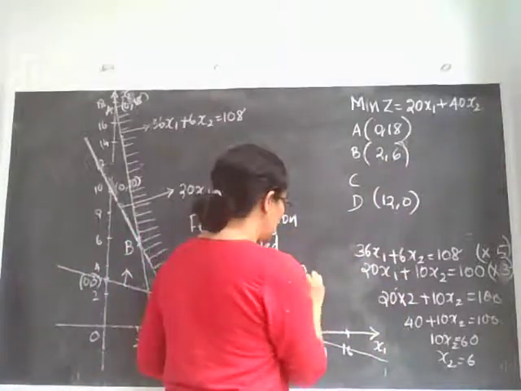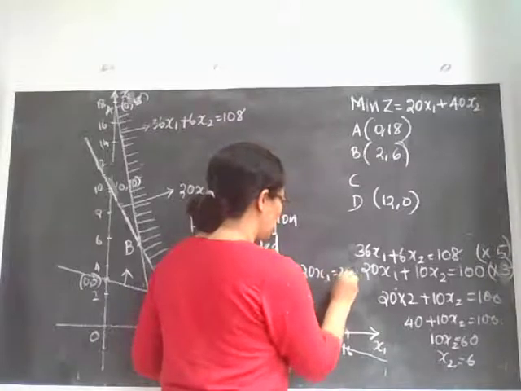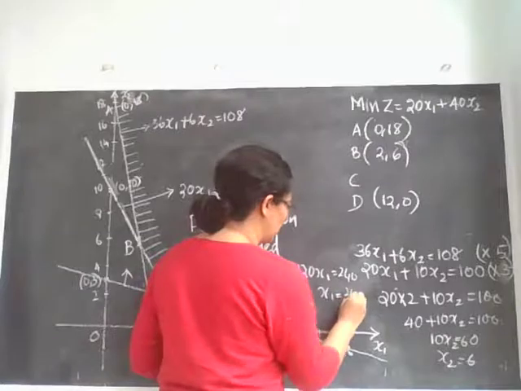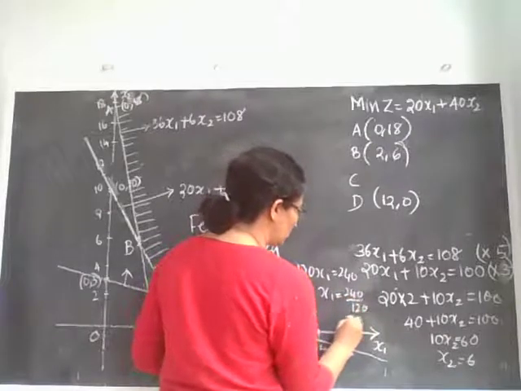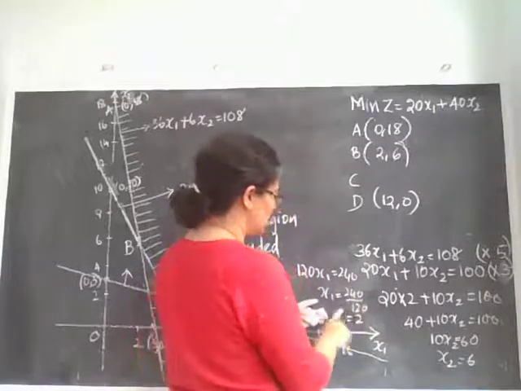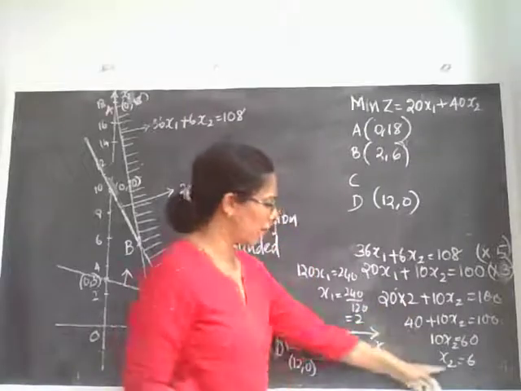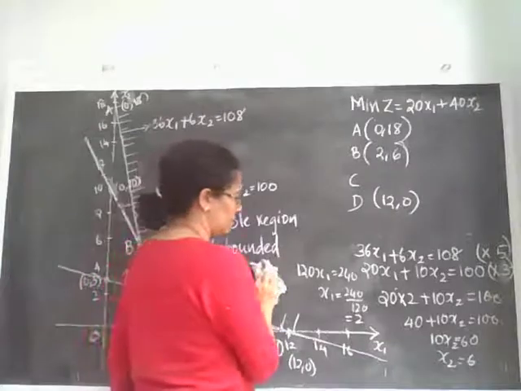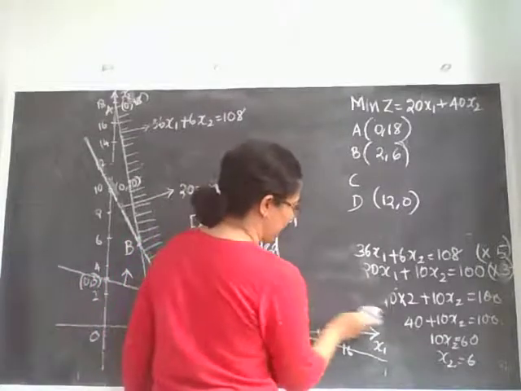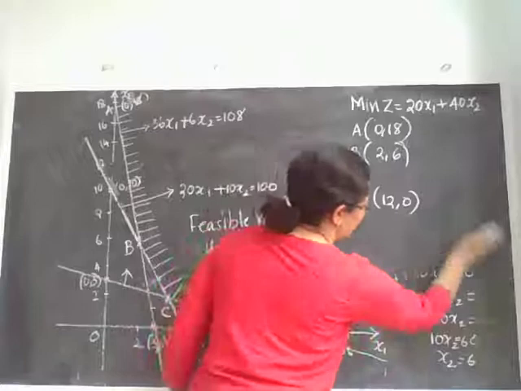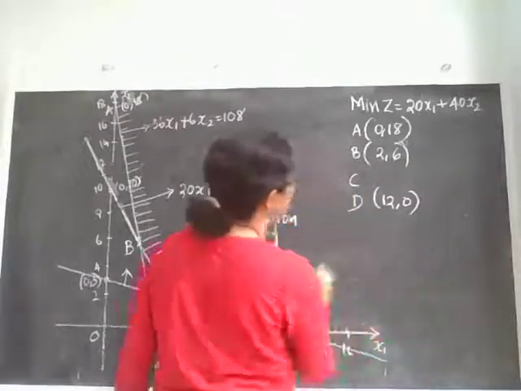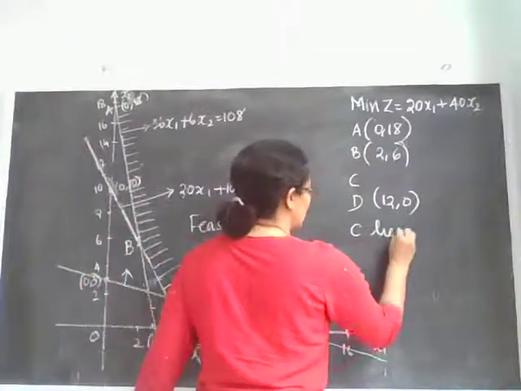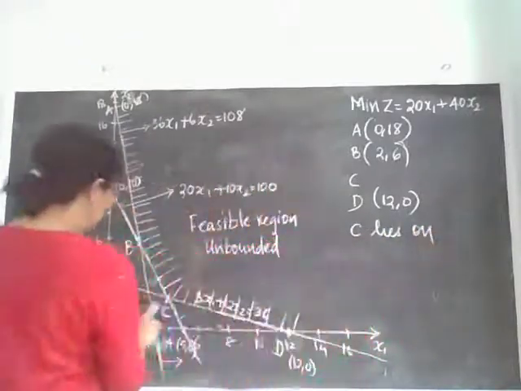You got 120x1 equal to 240, so x1 is equal to 240 divided by 120, which is equal to 2. Substituting the x1 value into these equations, you get x2 equal to 6. So you got one point, B. Now to get C. Now C lies on which point? C lies on the E line.